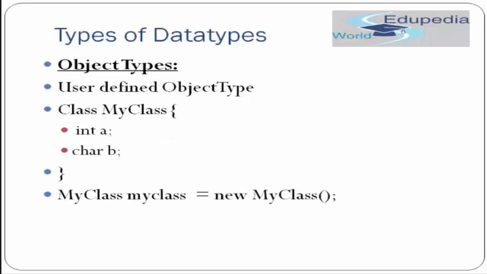Now you can see here a user-defined example of an object type. I have created a class, given the name MyClass, and in that I have two primitive types. In this class I am using two data members. These data members are of type int and char, which are primitive data types. And now I am creating an object myClass. The object name is also myClass in lowercase, equals new MyClass. Now, by writing this statement, a new object has been created and memory is also allocated to the object myClass.